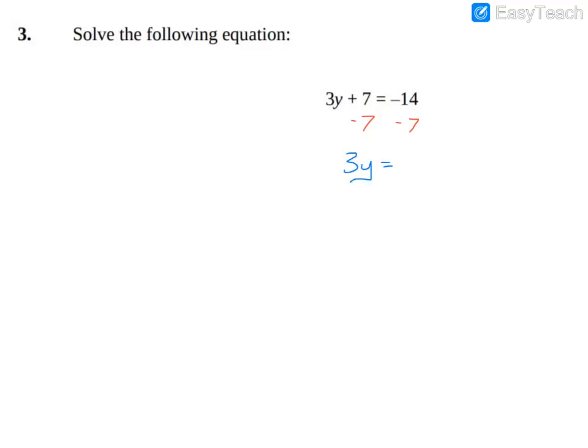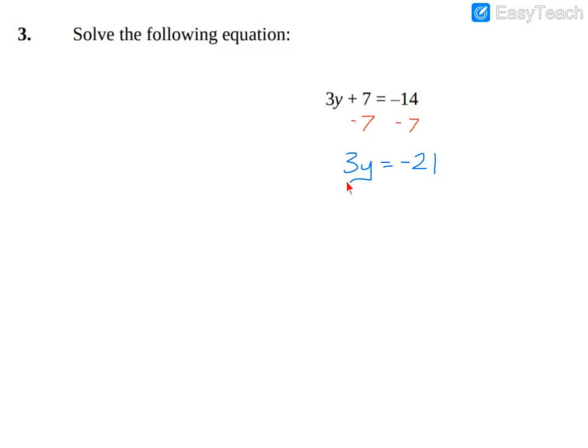And on the right, I was at negative 14, but I've taken away 7, so if I'm taking away 7, I'm getting more negative, right? If I'm at negative 14, take away 7, it's going to be an even more negative number. It's going to be negative 21 in this case.